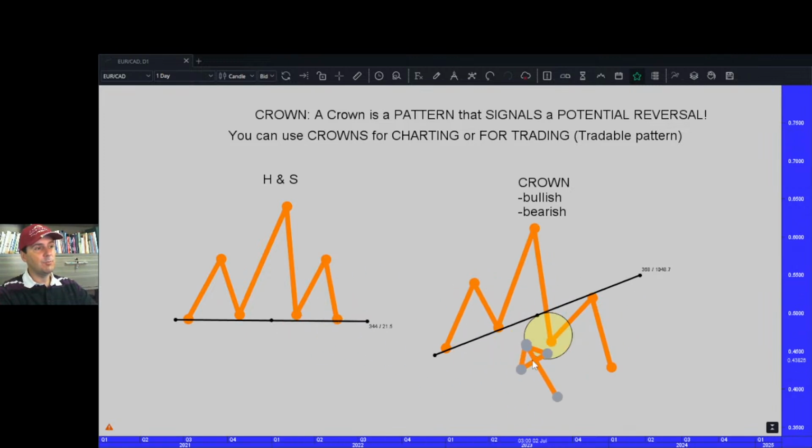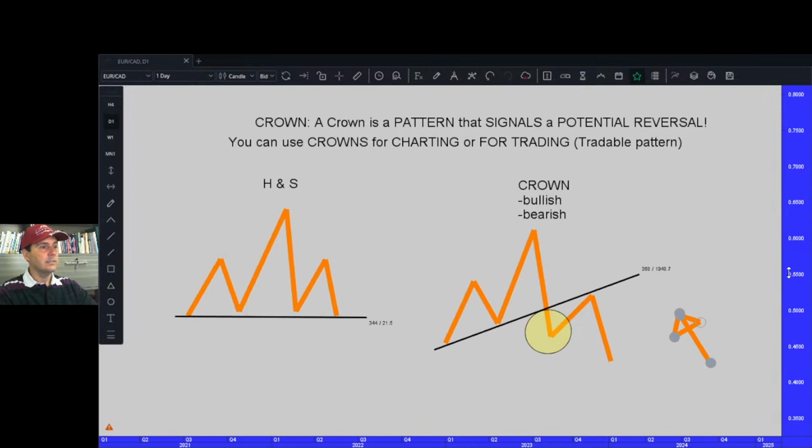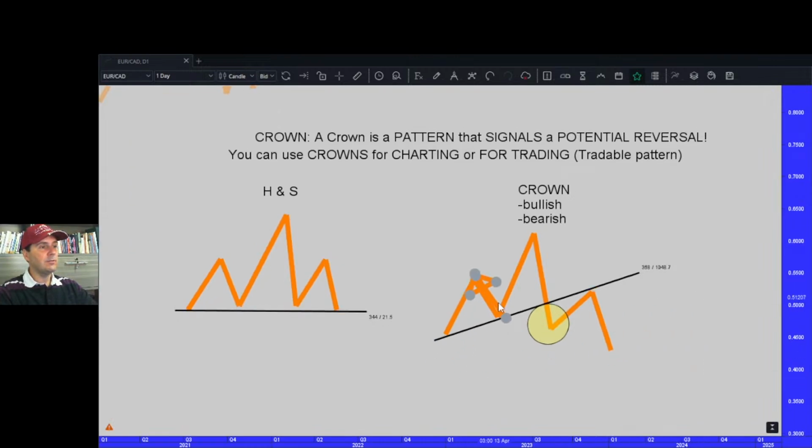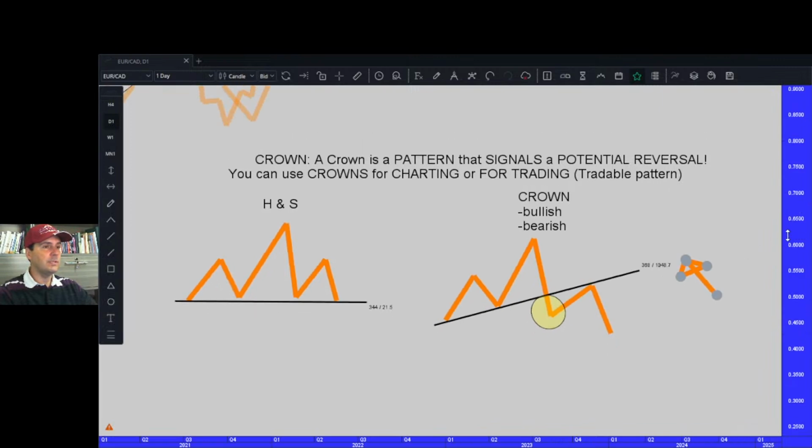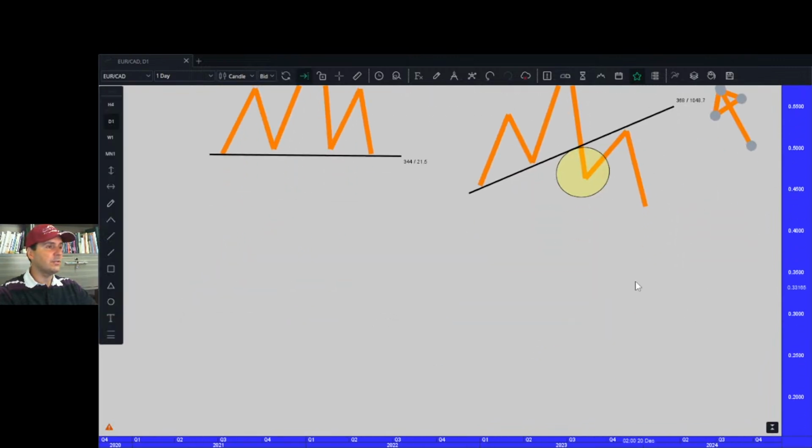So it's an advanced pattern, okay? You can use this pattern for charting as a signal for potential reversals, or you can also trade this one. Now, how does a crown appear as a potential reversal pattern?